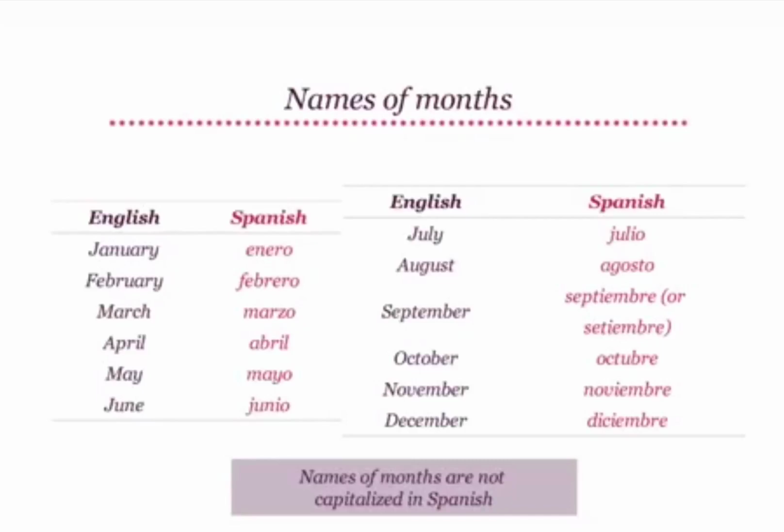October becomes octubre. Can you say that? Octubre. November is noviembre. Say that, please. Noviembre. And December translates to diciembre. Try that one. Diciembre. Note that just like the days of the week, names of the months are also not capitalized in Spanish.